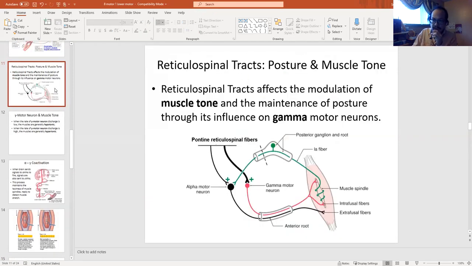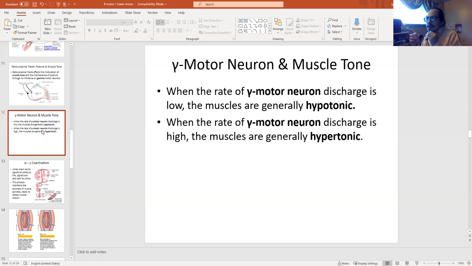So by knowing that, how could you use one sentence to tell me the importance of the gamma motor neuron? If I want to use one sentence to say the importance of the gamma motor neuron, it will be that the gamma motor neuron influences the muscle tone. So we can get the conclusion that when the gamma motor neuron is excited, we will have hypertonic muscle. If the gamma motor neuron is not excited, we will have hypotonic muscle. So that's the relationship of the gamma motor neuron and the muscle tone.